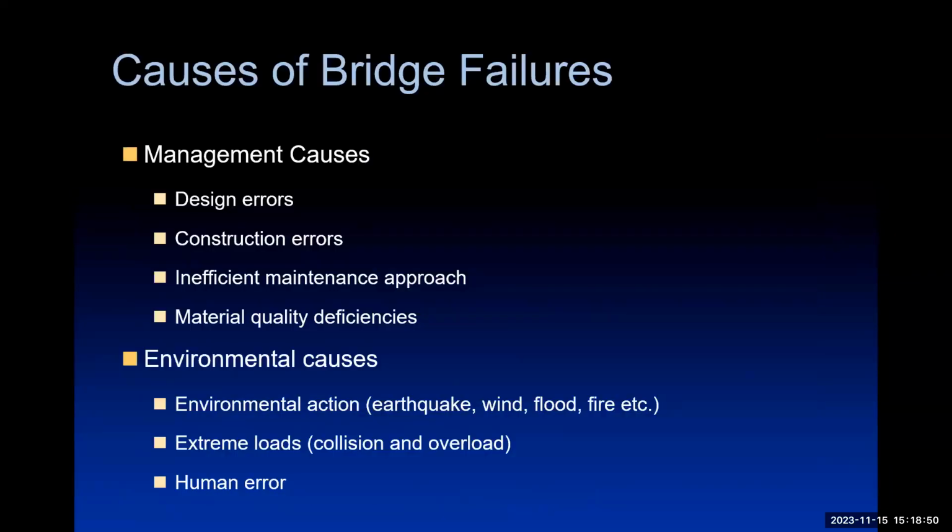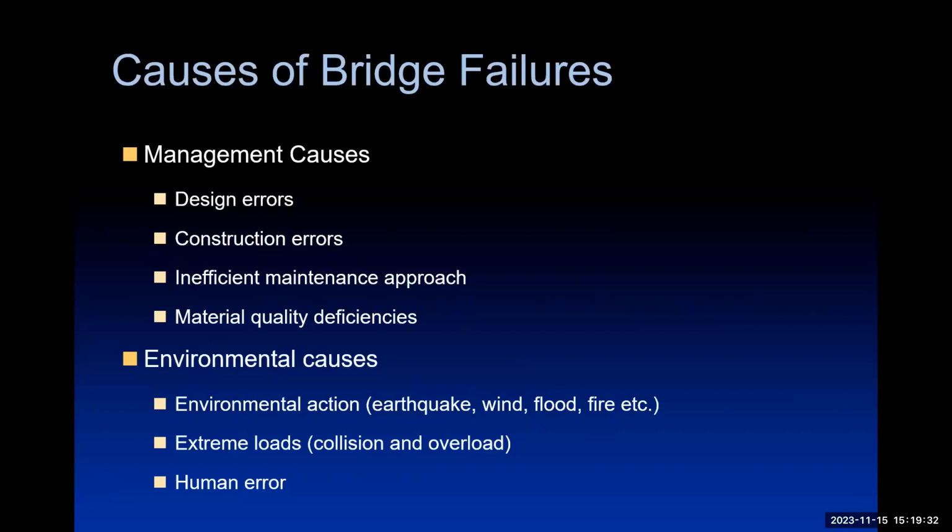So the question here is, what causes bridge failures? And there are two main categories: management and environmental causes. With management, that can be cut down into design errors, construction errors, inefficient maintenance, and material quality deficiencies. For the environment, we have environmental actions such as earthquake, wind, flood, fire, etc. And of course, these earthquake, wind, flood and fire are random processes.